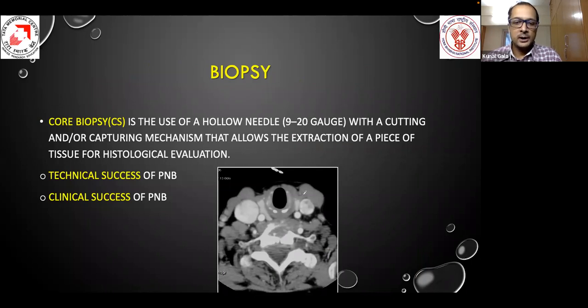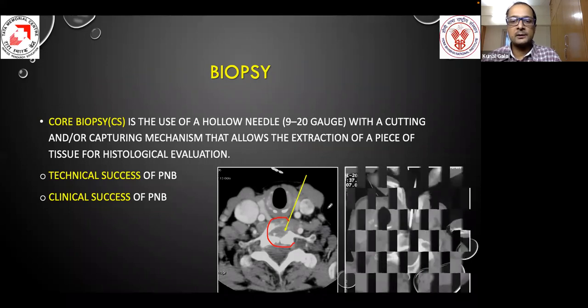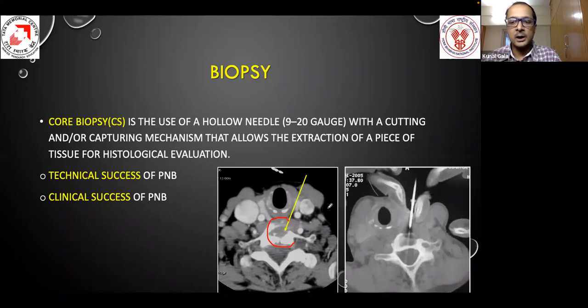Here we can see a lytic lesion in the cervical spine. We can approach it by displacing the thyroid and the carotid and jugular vessels laterally with the help of a finger, and then the biopsy gun is inserted.